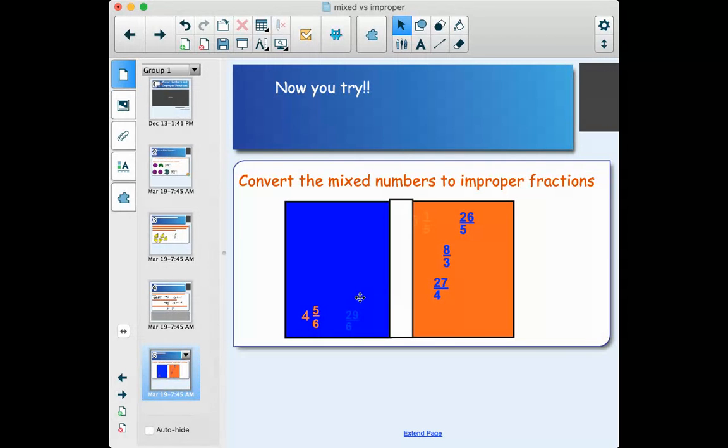27/4. You might be noticing this is another thing where having your times tables memorized would be very, very helpful. Make these go faster. Okay, 4 and 5/6. If I do 4 times 6, I get 24 again. Plus 5 is 29. So I get 29/6. Bottom does not change. So these are all those mixed numbers as improper fractions.